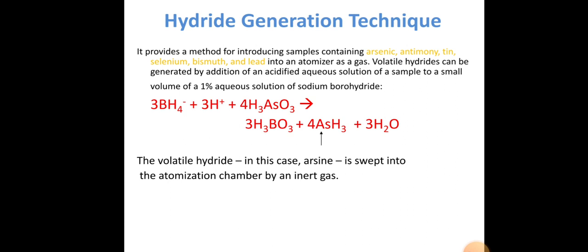That is volatile and can be evaporated easily, so we convert it to a gas, and this gas can be conducted to the flame or to an atomizer, and then we can atomize it and measure its concentration. The volatile hydride, in this case arsine, is swept into the atomization chamber by an inert gas.